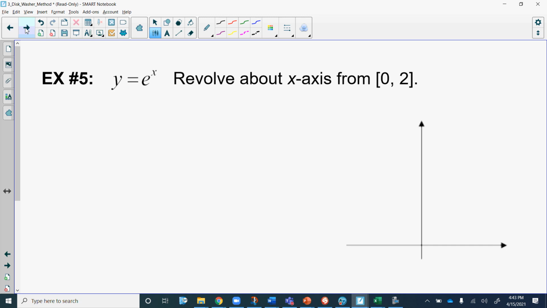The next example here, y is equal to e to the x. So we're getting a very interesting function now, or I should say more interesting than what we have. We're revolving it around the x-axis from 0 to 2. Okay, so what do I know about the exponential function? The exponential function goes through the point 0, 1, and it's going to have some kind of exponential curve going this way. We're stopping it at 2, so that is the interval.